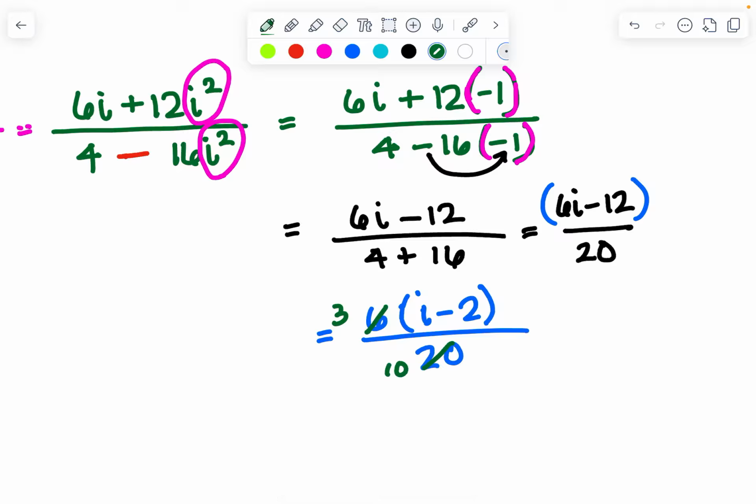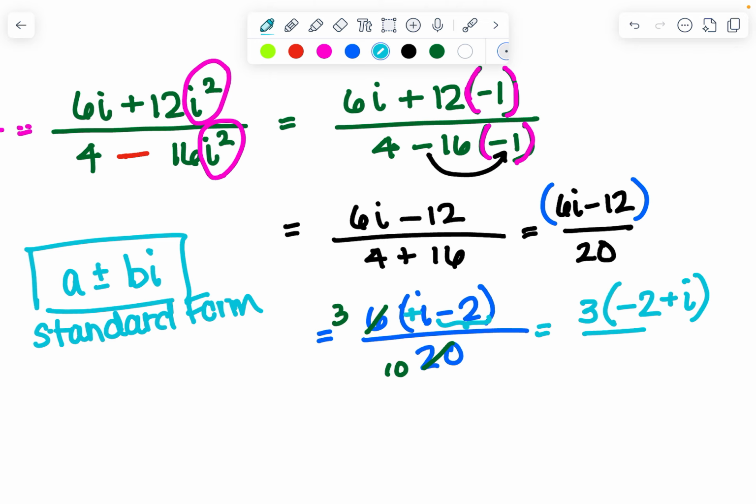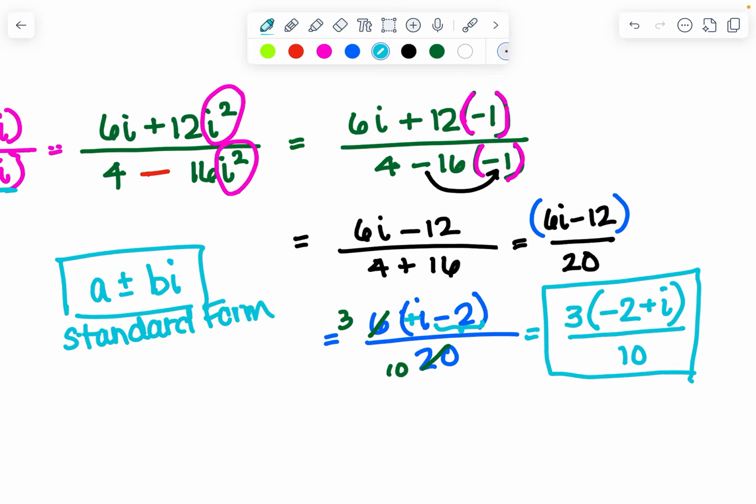But I have some things I need to take care of. Remember, we talked about a plus or minus bi, standard form, right? Standard form. So I need to get this fraction in standard form. Let's do it. My final answer would be 3 times a negative 2, because the sign on 2 is negative, plus i, because the sign on i is positive, all over 10. So take care, make sure you do that for all of your solutions. If you do not, I take points off. Okay.